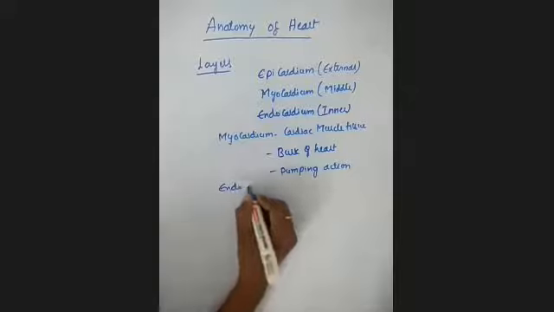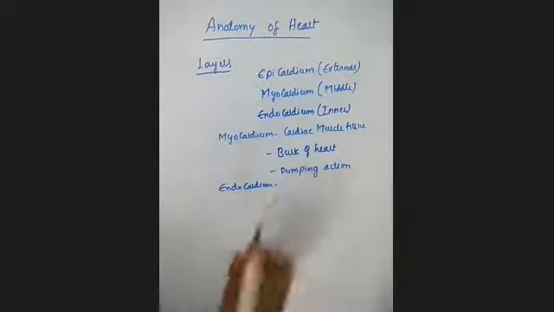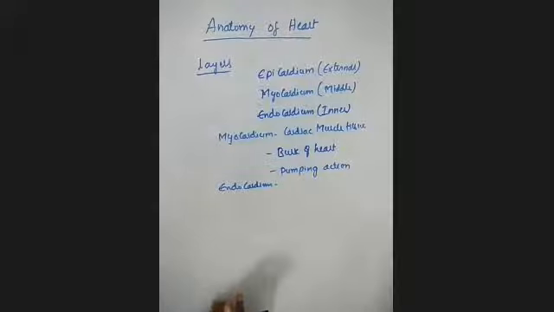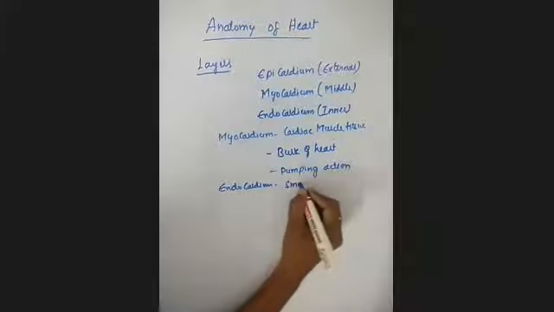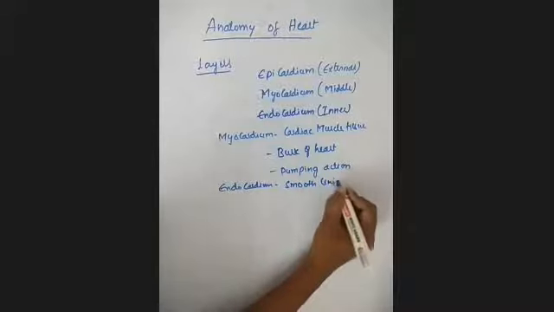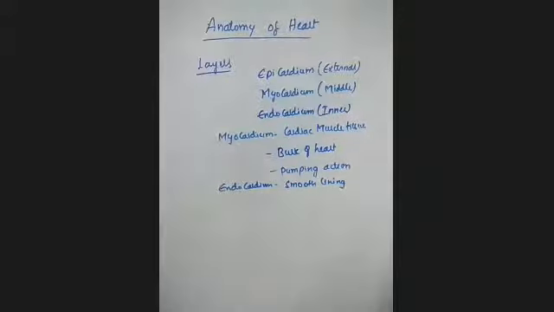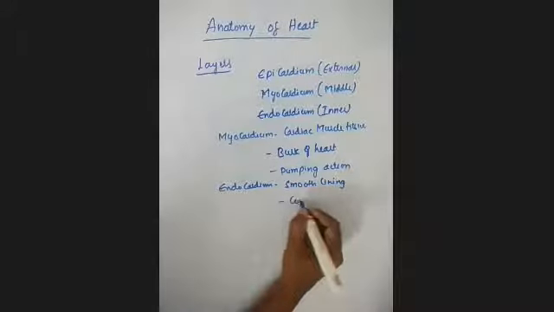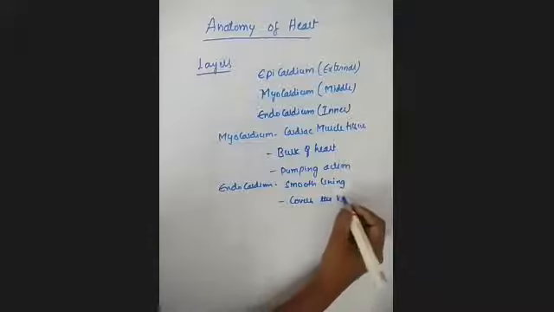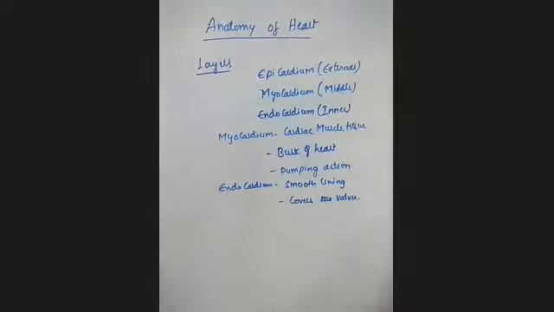And next we'll see endocardium. This endocardium provides the smooth lining for the chambers of the heart, and it also covers the valves of the heart. Okay, this is about the different layers of the heart. Clear? First we saw the pericardium, and apart from that, the heart walls are made up of 3 layers, that is epicardium, myocardium, and endocardium.